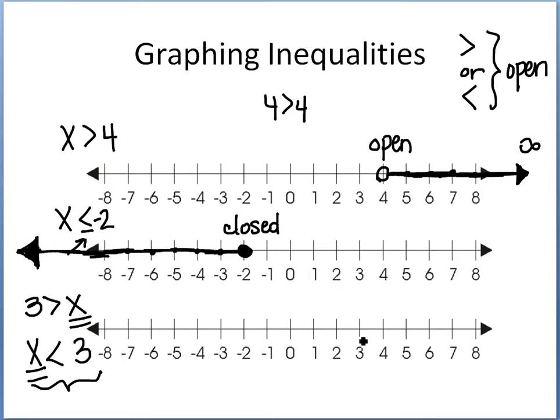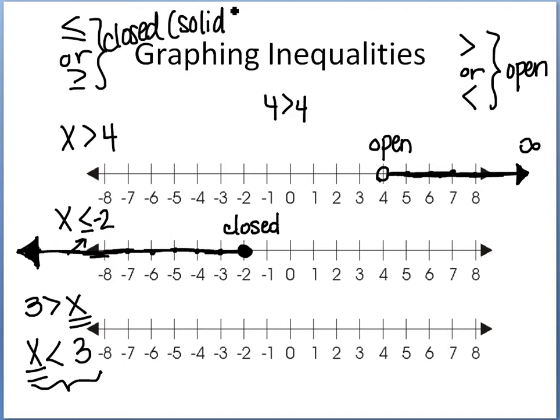So at the 3, I know it's not going to be a closed dot because it's one of these. If it was one of these, it would be closed, or solid sometimes we call it. So x is less than 3 is not going to be closed because we don't have the equal to. So we're just going to put an open dot here. And it's less than 3, so I'm going to go smaller than 3. So I'm going to go in the direction 2, 1, 0, all the negatives. And I'm going to put an arrow at the end, and I'm done.